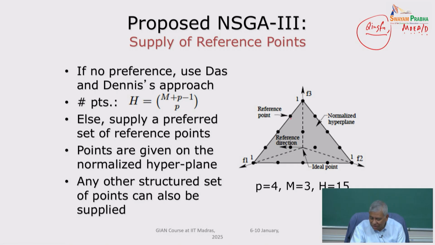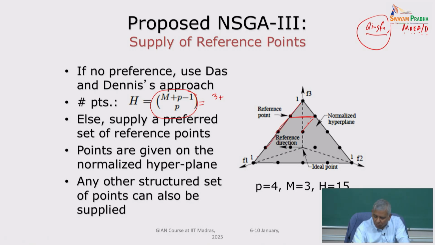You see, between any two neighboring points, they have exactly the same distance. This distance is the same as this distance is the same as this, you can do that. Unfortunately, the total number of points has to satisfy this. What is that? M is the number of objectives, so in this case, let's say 3 objectives, plus P is how many gaps you want.